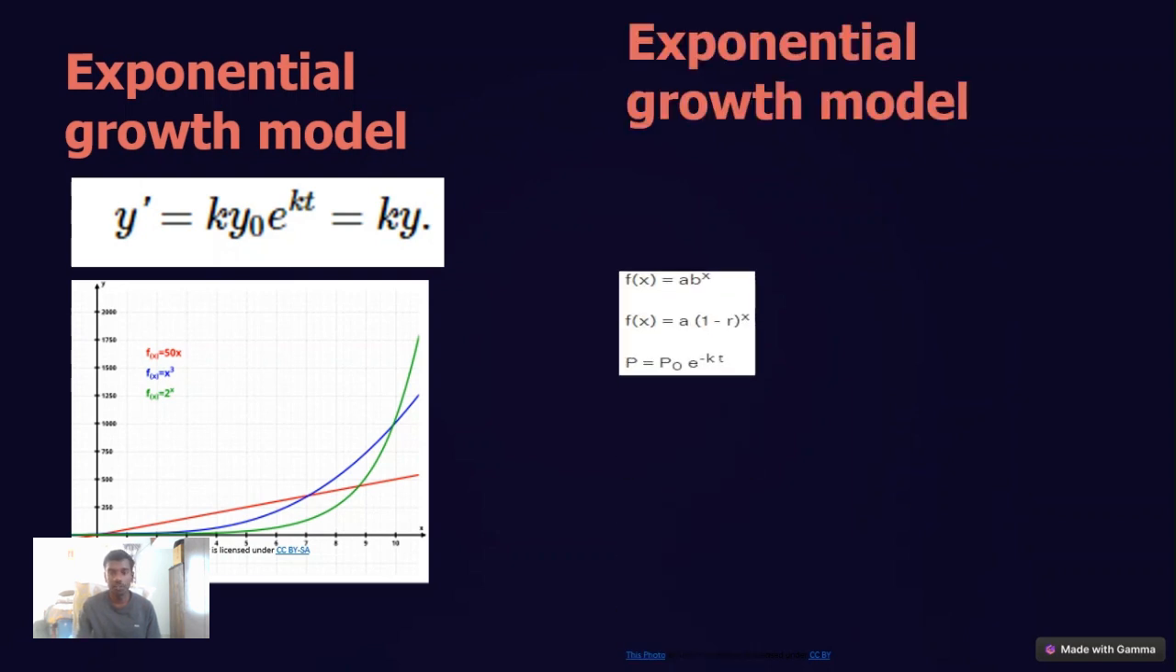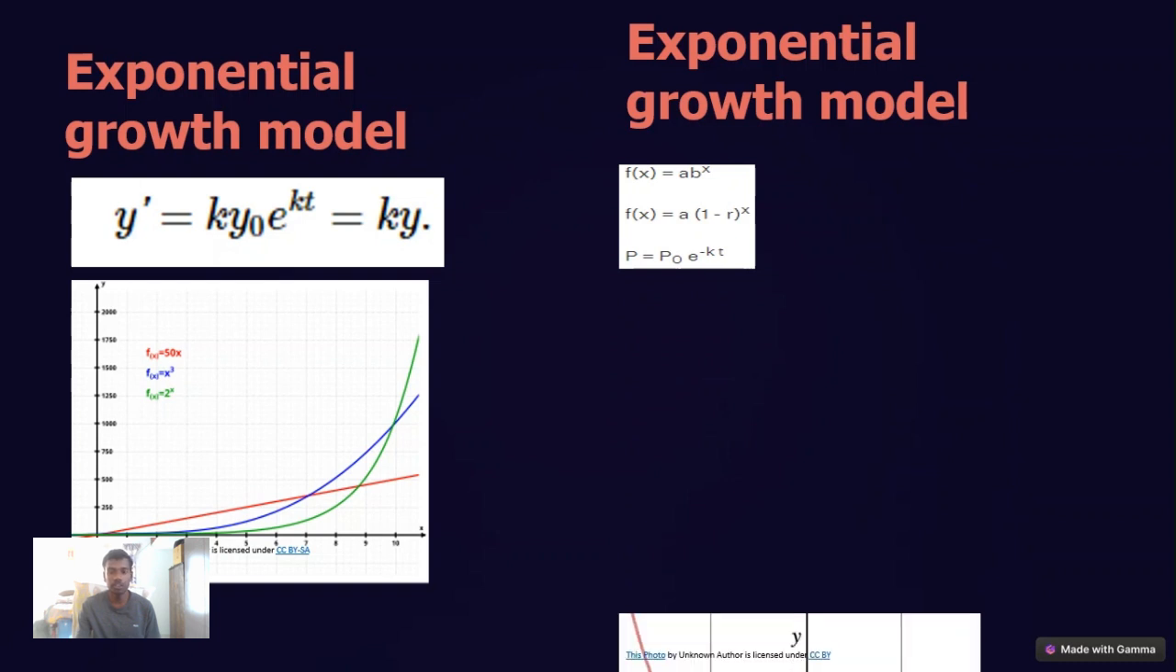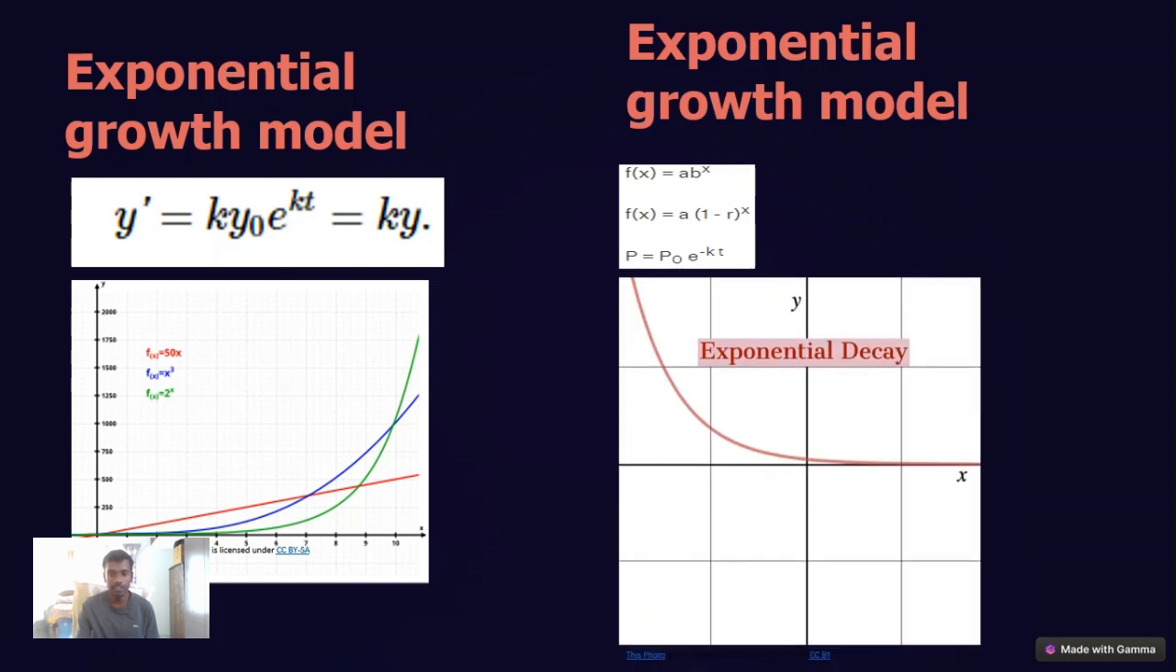Then we have the exponential decay model, where f(x) = a b^x. f(x) = a (1 - r)^x. P = P0 e^(-kt). Here's the exponential decay graph, where the line reduces drastically by the time it reaches 0.